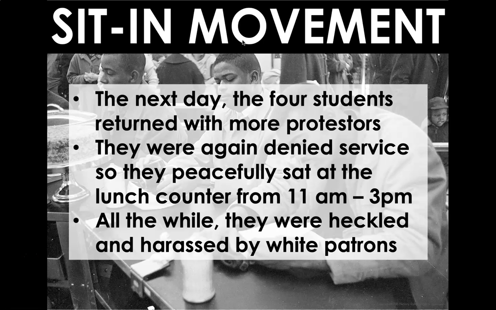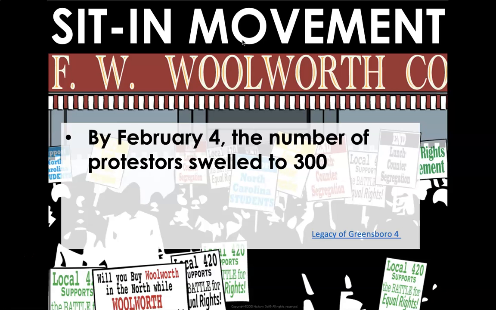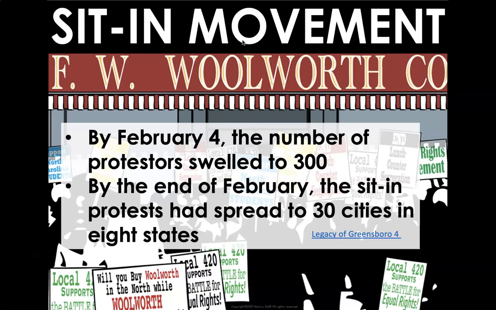All the while, they were harassed and heckled by white patrons. So people would actually come up behind them and say stuff to them that were horrible, but they continued to take it and sit there because they were protesting. Continuing on. By February 4th, the number of protesters who showed up to Woolworths had swelled to 300, and these were other college students. By the end of February, the sit-in protests had spread to 30 cities in 8 states. It even came to Birmingham, and they had sit-ins in Birmingham.